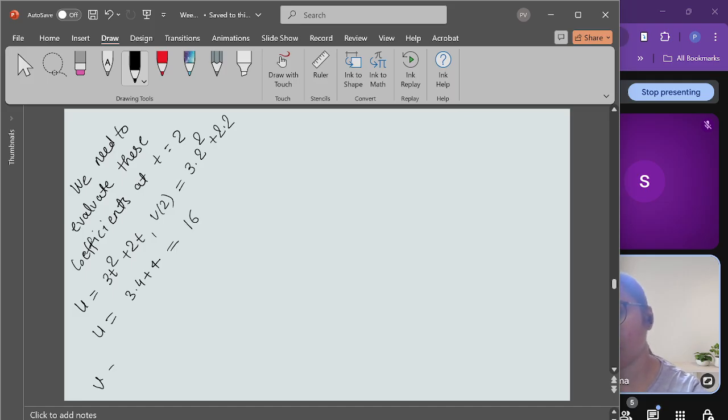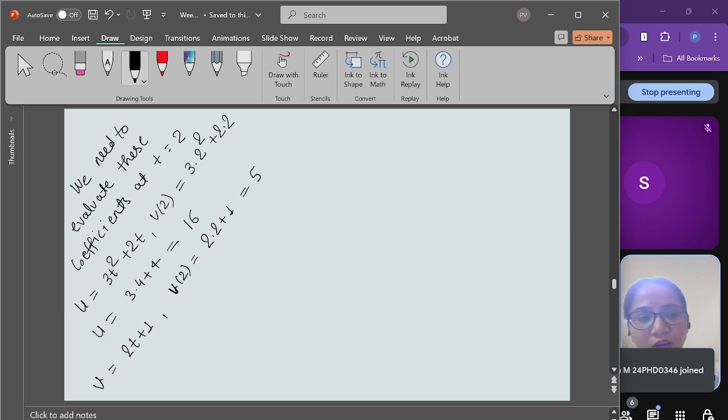Similarly, we need to calculate for v. Also, v is given in the question, that is 2t plus 1. Now we need to calculate v at 2. So 2 into 2 plus 1, so it is equal to 5. Now we have calculated u and v values.